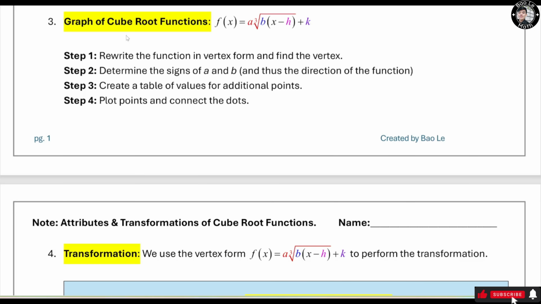Now we're going to learn how to graph a cube root function. Step number 1, rewrite the function in vertex form and find the vertex, which is h and k. Step number 2, determine the signs of a and b, and thus the direction of the function. Step number 3, create a table of values for additional points. Step number 4, plot the points and connect the dots.